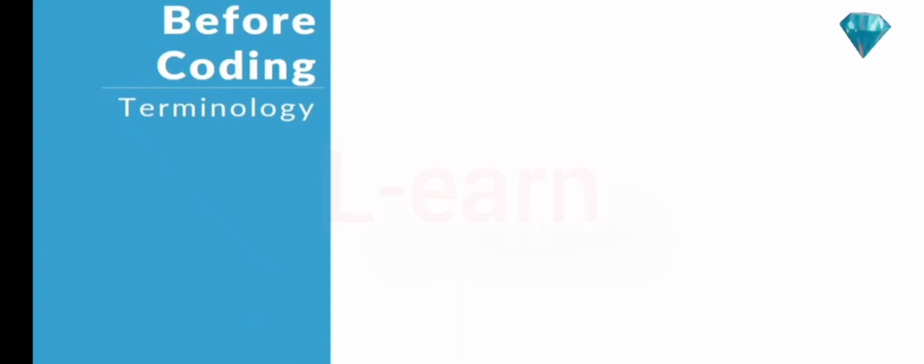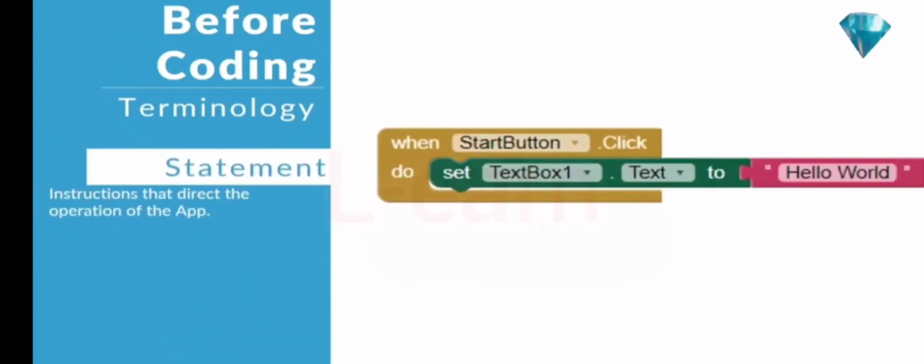Now, I'm going to start with the word statement. So a statement is pretty much the instructions that direct the operation of the app. Okay? They pretty much tell the system what to do. So a statement can be thought of as a line of instructions. So as we can see from the actual statement that you see here, this tells the system what to do when we click the button.